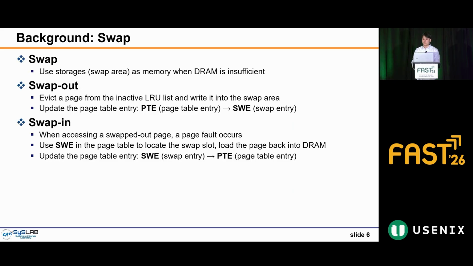Now let's move to swap. Swap uses storage space as memory when DRAM is not enough. For swap out, Linux evicts a victim page to the swap area and changes the page table entry to a swap entry. For swap in, when the process touches that page again, Linux gets a page for it. Then Linux reads the page from the swap area and restores the entry from swap entry back to page table entry.